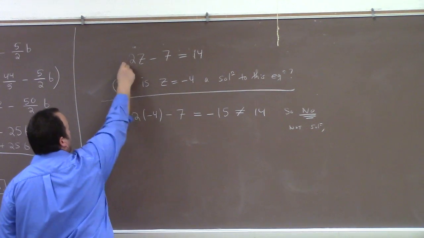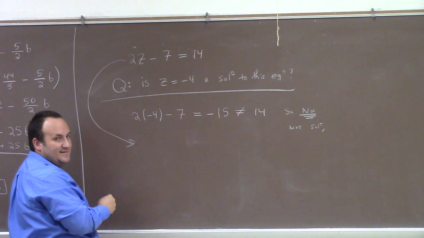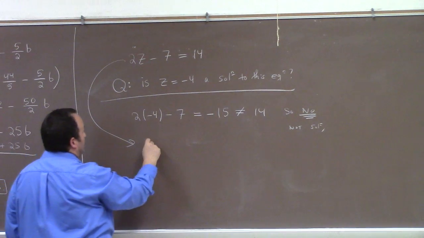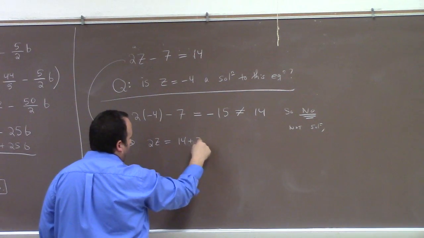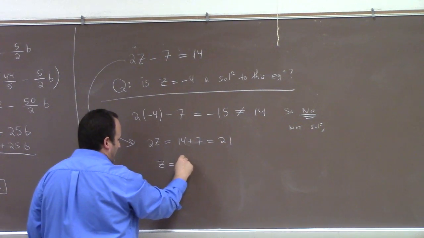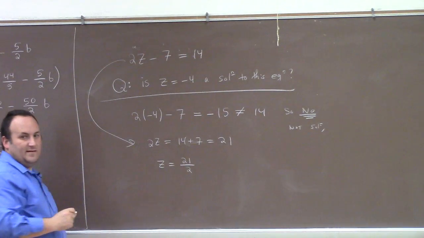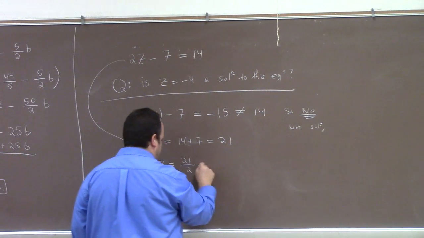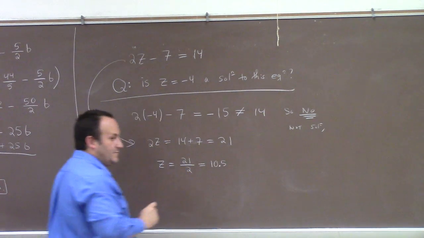So how would you solve this? Add 7? Yeah, add 7. So that means 2z equals 21. So z equals what? 21 over 2, which is otherwise known as 10.5. Very good. That's what it is. 10.5.